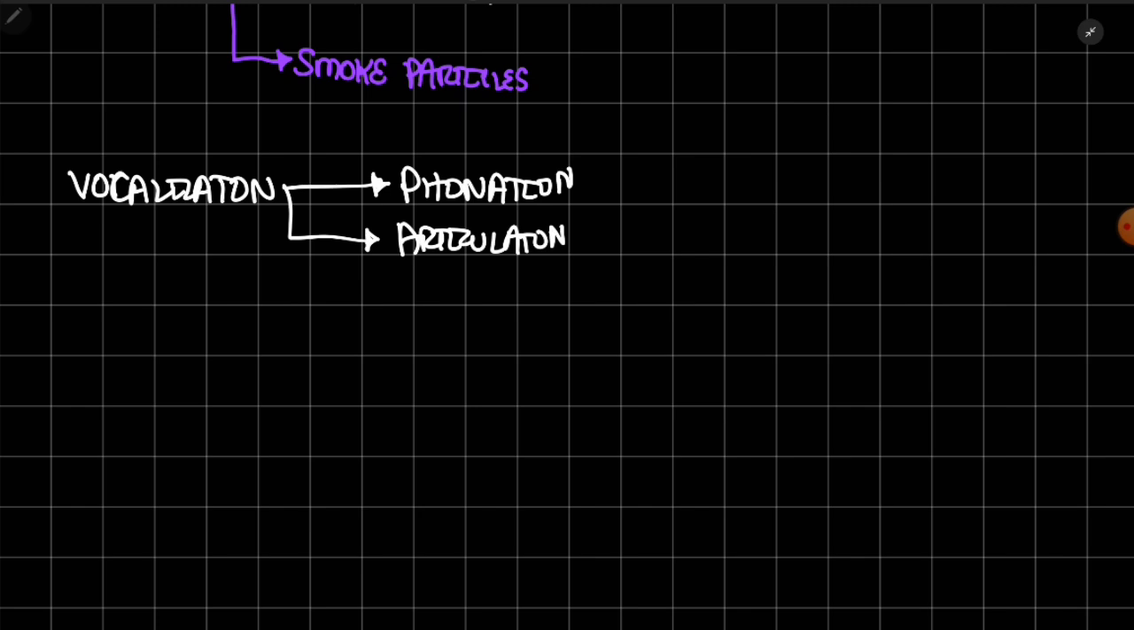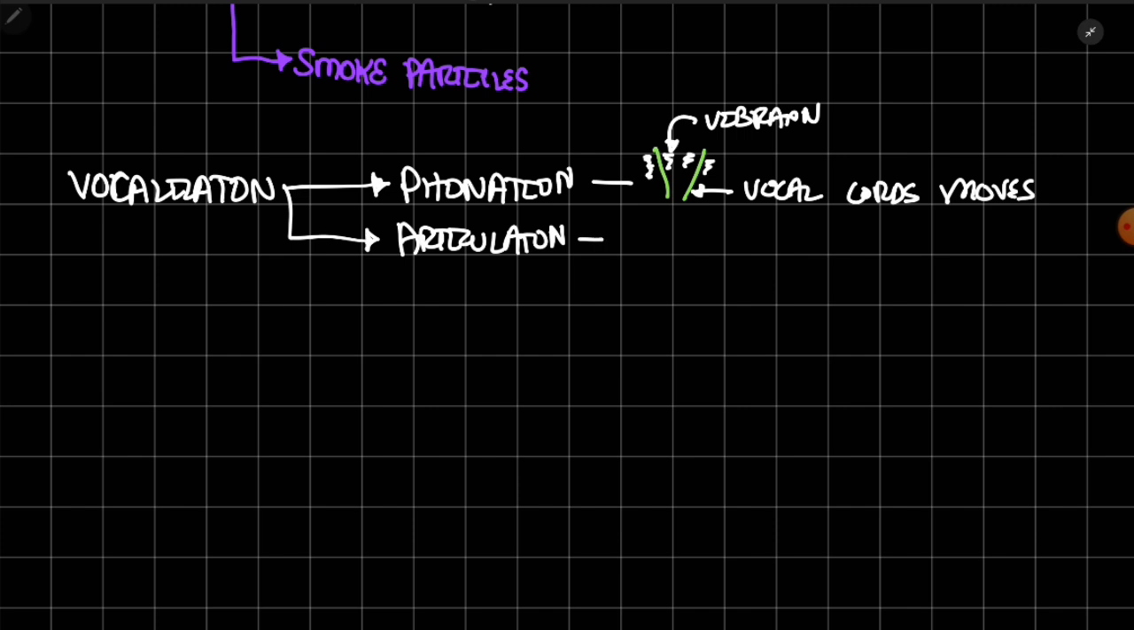So what is phonation? Phonation is basically, there are two vocal cords, they start moving and hence sound is produced. These are basically vibrations and the vocal cords move. So phonation means producing of sound. Articulation is basically improvement in quality of sound.